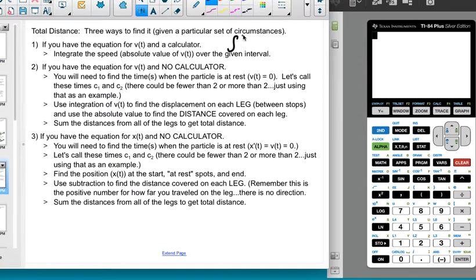You're going to say, hey, I'm integrating the absolute value of v of t with respect to t from a to b, and you're not going to write it in calculator notation, you're going to write it in regular notation, and it's great.